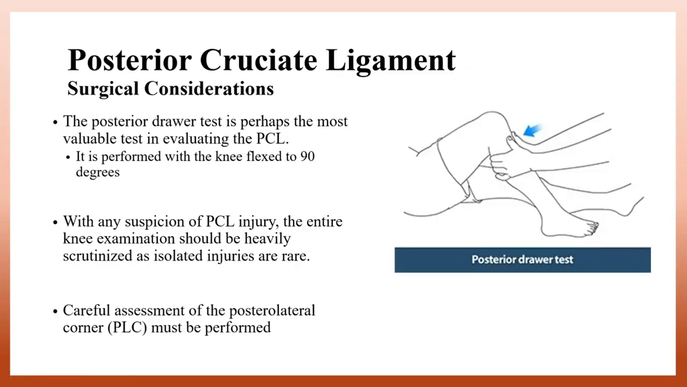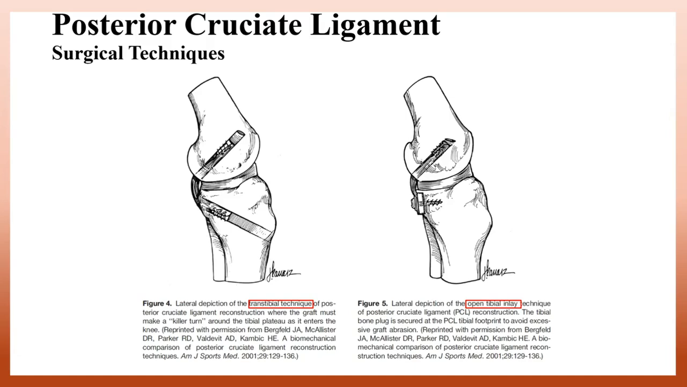So again, just like the ACL, the PCL does the reverse. It limits posterior translation of the tibia. The posterior drawer test is the main test we use here. Also the sag sign. It's performed with the knee flexed 90 degrees. With any suspicion of PCL injury, the entirety of the knee should be examined because we may be concerned about posterolateral corner injury. How do they reconstruct this?